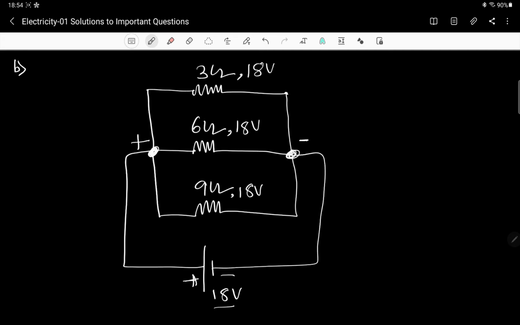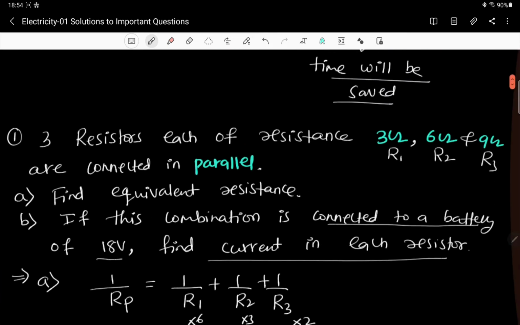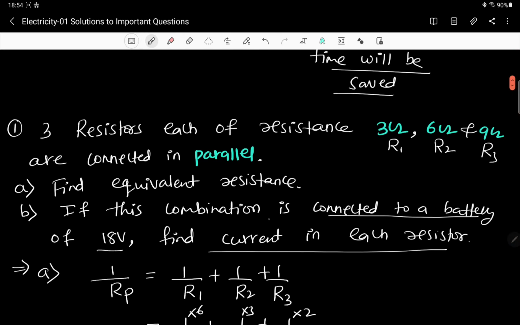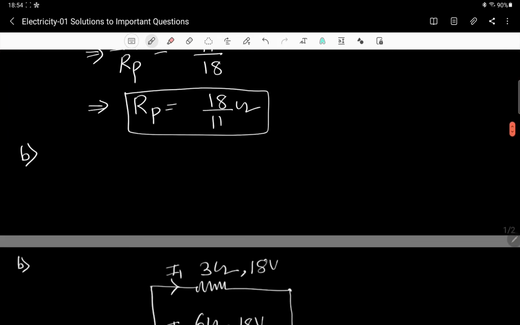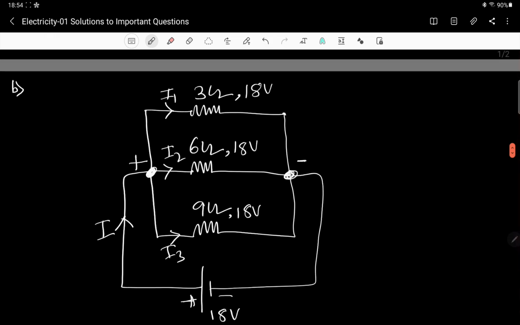Now to get the current through here, for example, this is the current I1, this is current I2, and this is current I3. These are called branch currents, and here the main current will be there, but they are not asking that. What is the question given here? If this combination is connected to a battery of 18 volt, find the current in each resistor. In this resistor, how much current is there? You have to find that out.